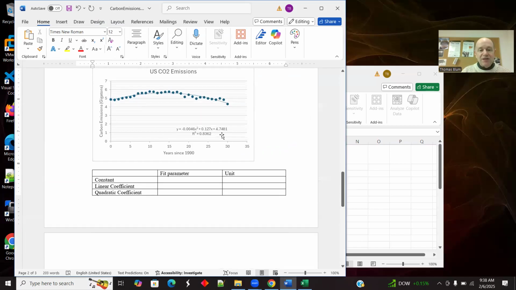So which one is the constant? That's the one without any variable x representing the years since 1990. So the constant coefficient is 4.7481, and that is all by itself a y, and so that is gigatons.